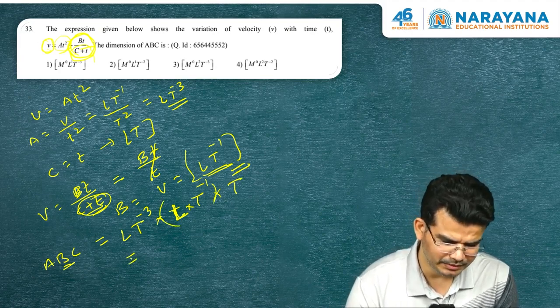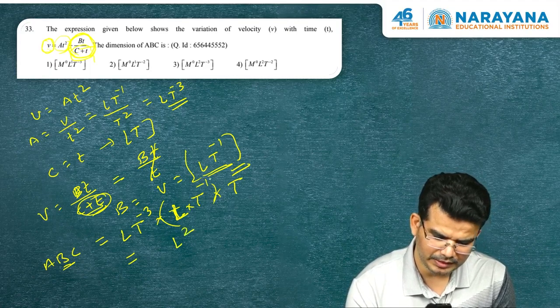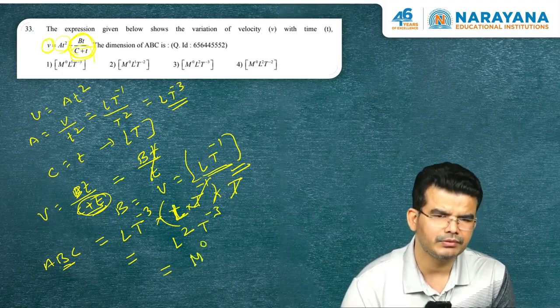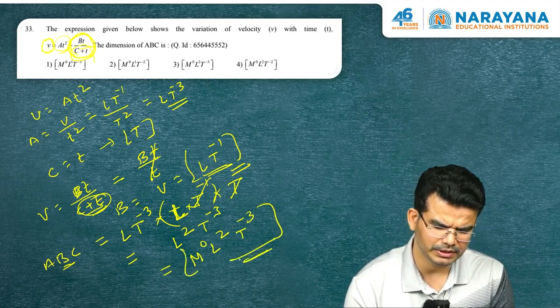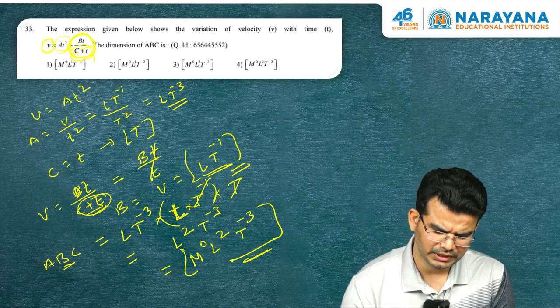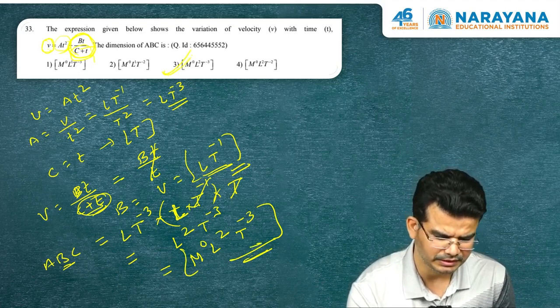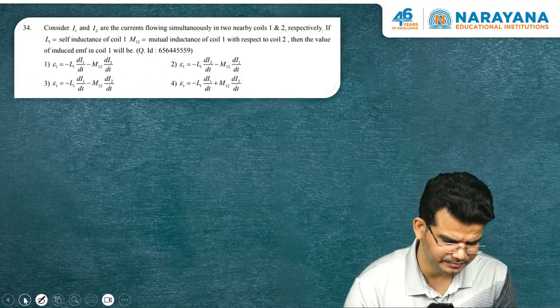It is very simple. So obviously it is coming L square, t minus 1, t gets cancelled, and this is t minus 3. We can write this as m0 L2 t minus 3. Very simple, nothing is there. So m0 L2 t minus 3. So which option? Option number 3 is the correct answer. Fine. Let us move to the next one.